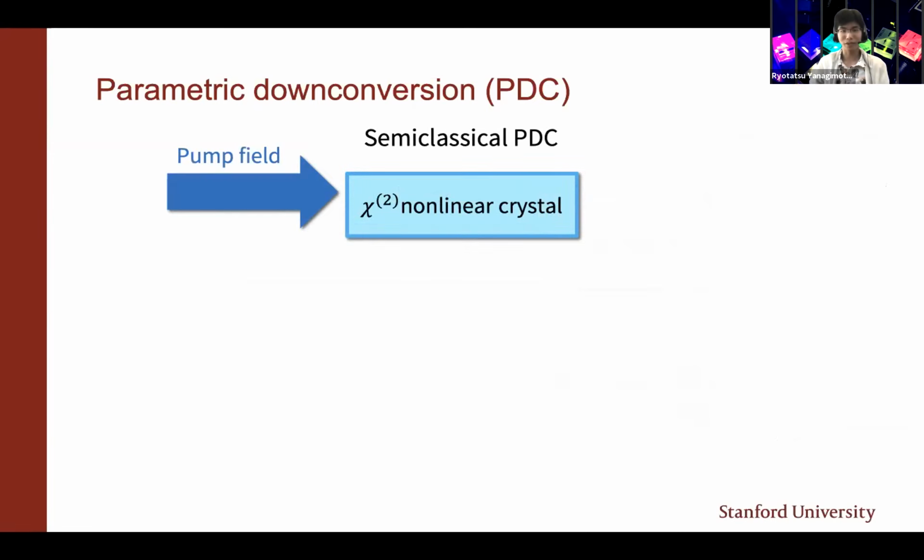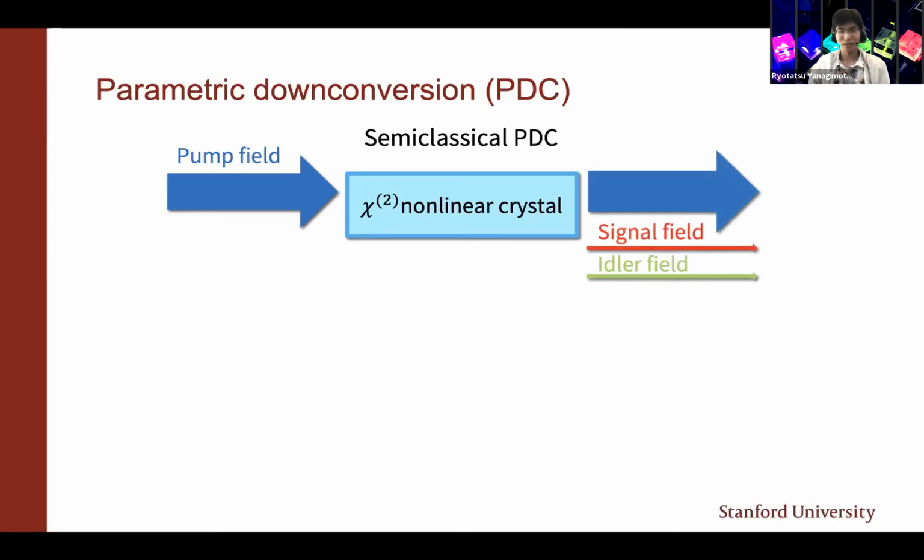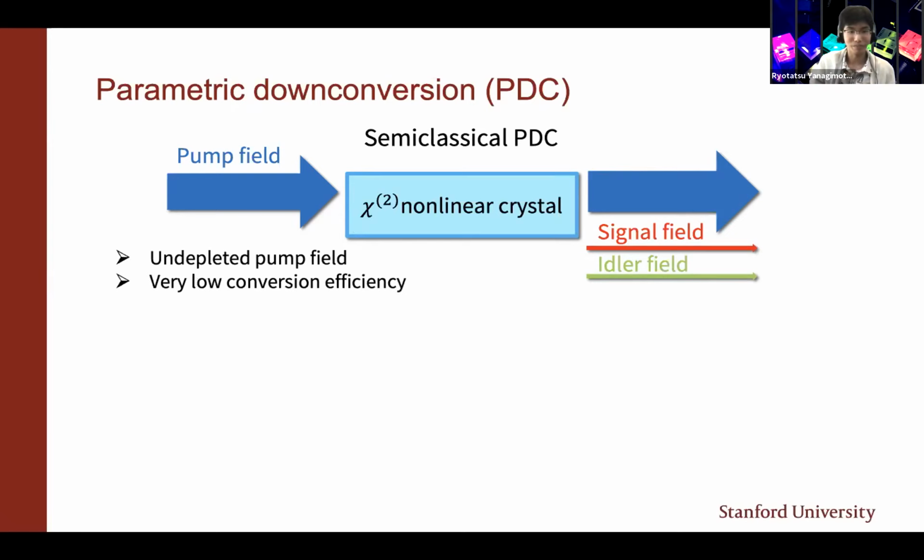Most current experiments are performed in the semi-classical domain of PDC, where we send in a lot of pump photons into the nonlinear crystal to compensate for the weak nonlinearity of the system. As a result, most of the pump photons are not depleted, but we still have one or a few photons in the signal mode and the idler mode. So in this semi-classical domain of PDC, the pump field is generally assumed to be undepleted, and the conversion efficiency is pretty low because the pump just remains there.